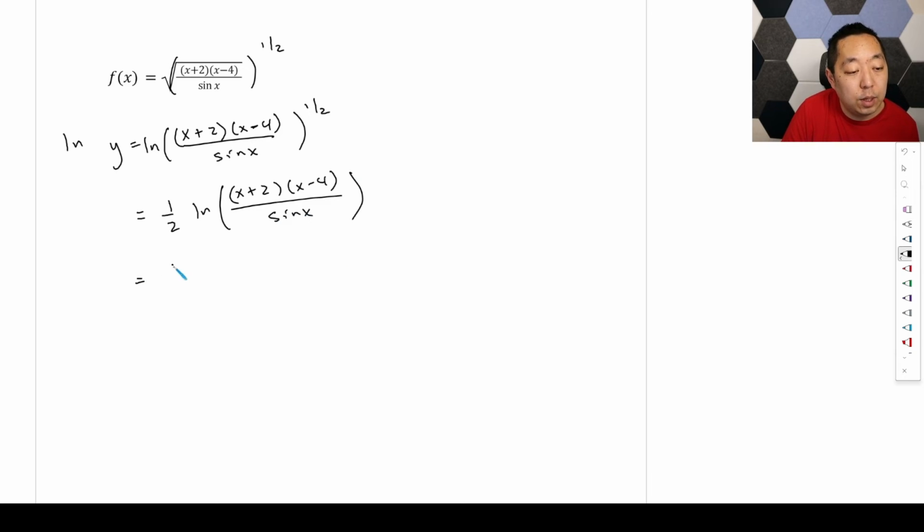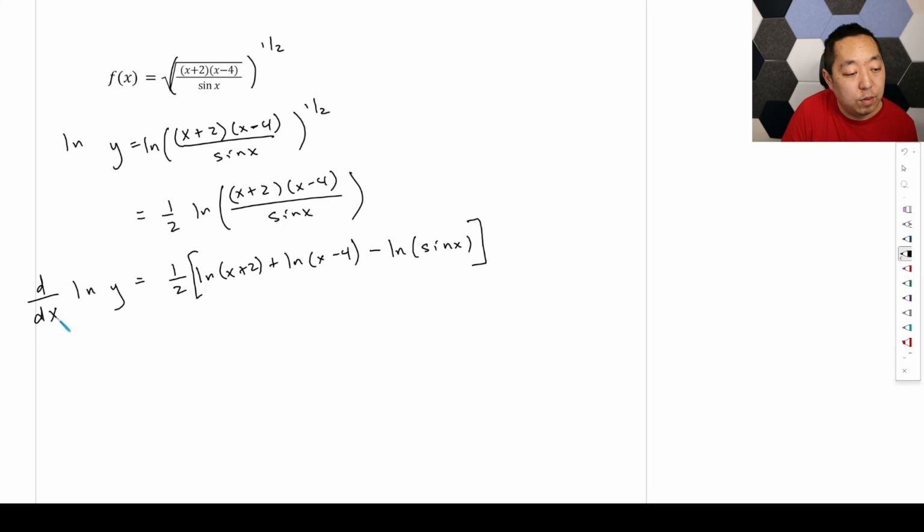Then we can split them apart from our log rules into, I'm adding these two, ln of x plus 2 plus ln of x minus 4. And then because sine x is on the denominator, minus ln of sine x. Right? That's ln of y. And then we can take the derivative of both sides. So we're still doing logarithmic differentiation, but the derivative of this part is really easy.